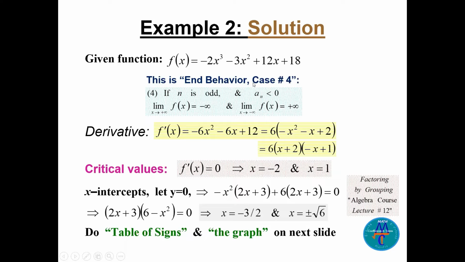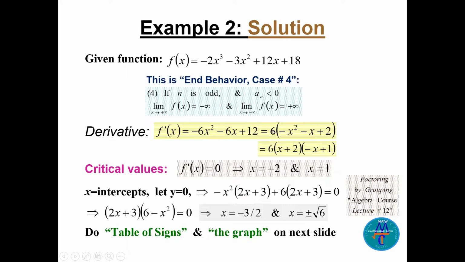First, we look at the end behavior. This is case number 4 because the degree n is odd, 3, and the leading coefficient is minus 2, which is negative. So it looks like minus x cubed, the shape on the far right and far left. Now f prime will be minus 6x squared minus 6x plus 12.